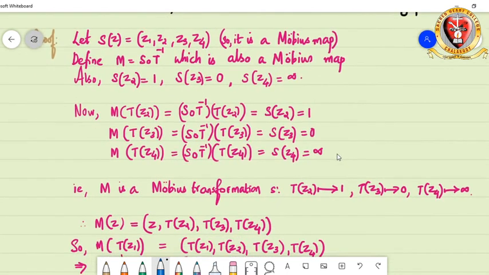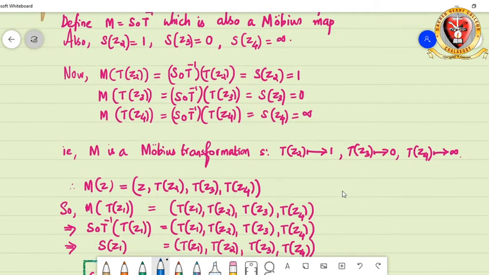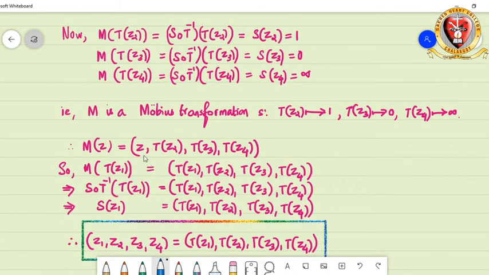So what we arrived at now is that M is a Mobius transformation which maps T of set 2 to 1, T of set 3 to 0 and T of set 4 to infinity. That means M of Z can be denoted as the cross ratio (Z, T of set 2, T of set 3, T of set 4), and as a particular point, applying M at Z we are choosing it to be T of Z1, okay. So M of T of Z1: instead of Z we can replace it with T of Z1.